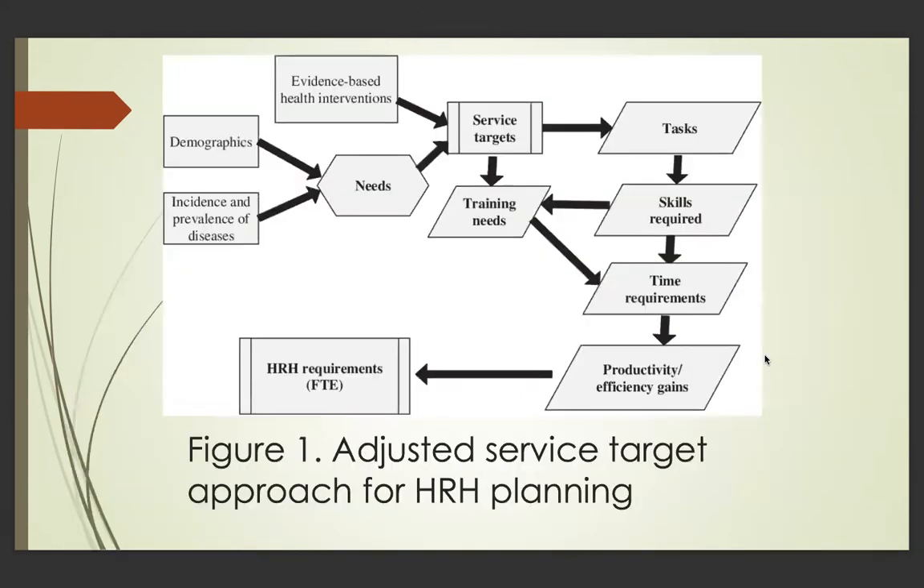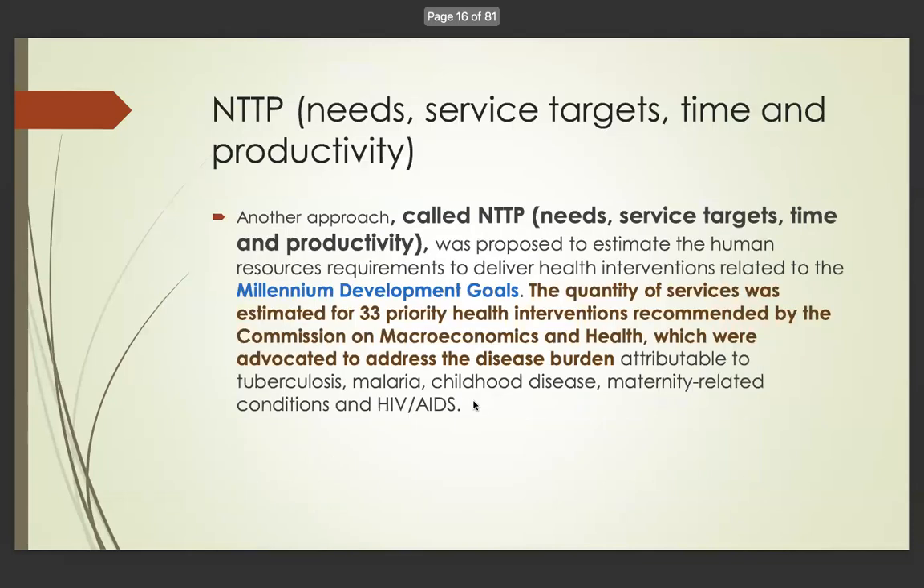Here, in this figure one, the adjusted service target approach can be better understood. You can see that by assessing the demographics, incidence, and prevalence of diseases and evidence-based health interventions, you get to know the service needs, and then there are service targets, and then you understand the training needs, then the skills required, time requirements, productivity, and the HRH requirements. And NTTP: needs, service targets, time, and productivity.